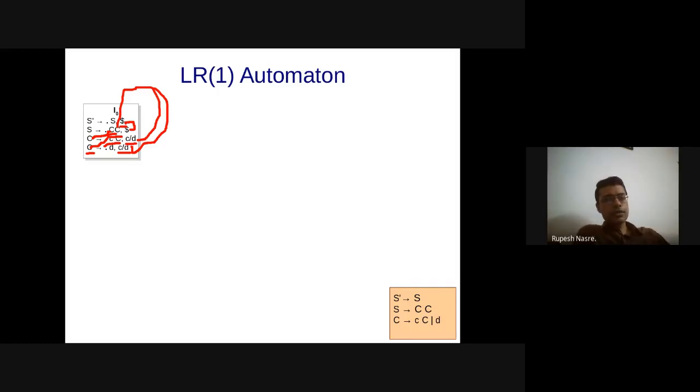Anybody who has confusion in understanding this? Anybody wants me to repeat it? Okay. Can some people quickly mention whether you have understood it?